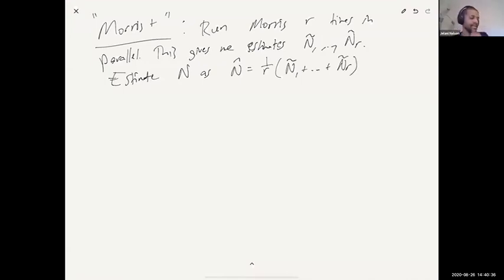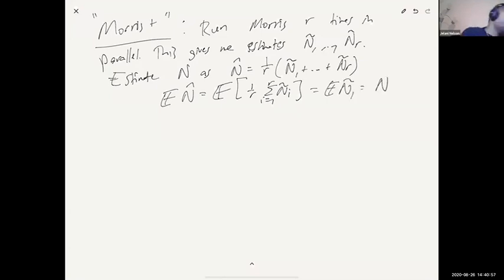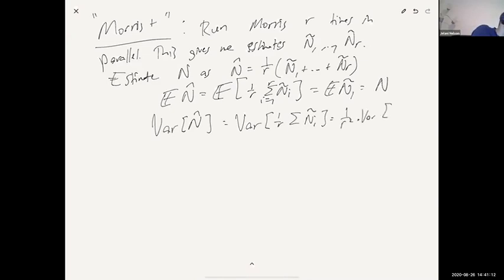Okay. Now, notice that the expectation of n hat is the expectation of 1 over r times the sum of n_i tilde, i goes from 1 to r. By linearity of expectation, this is the same as the expectation of n_1 tilde, which we know is just n. So this is still an unbiased estimator. And the variance of n hat is equal to the variance of 1 over r times that sum, which is equal to 1 over r squared times the variance of the sum.